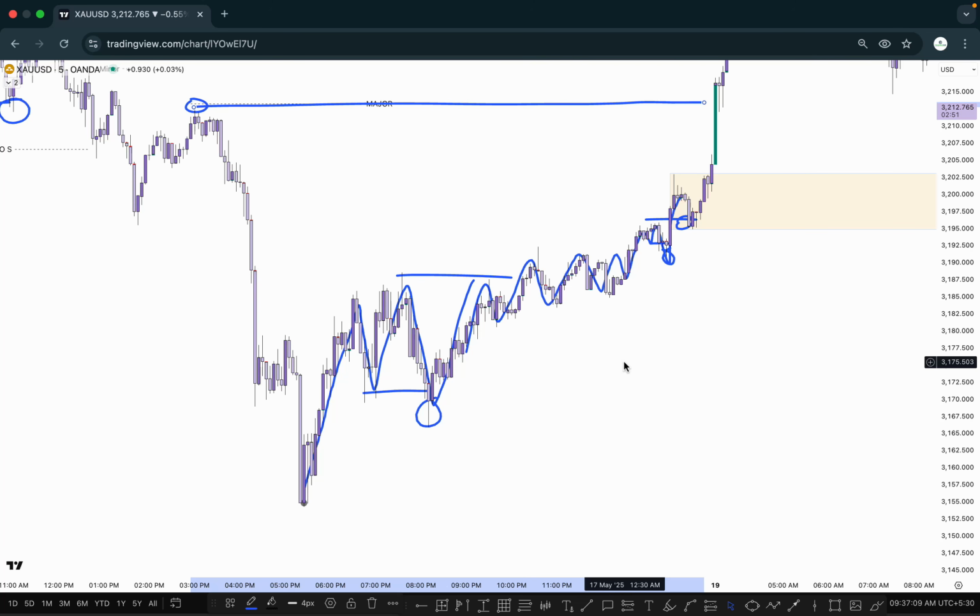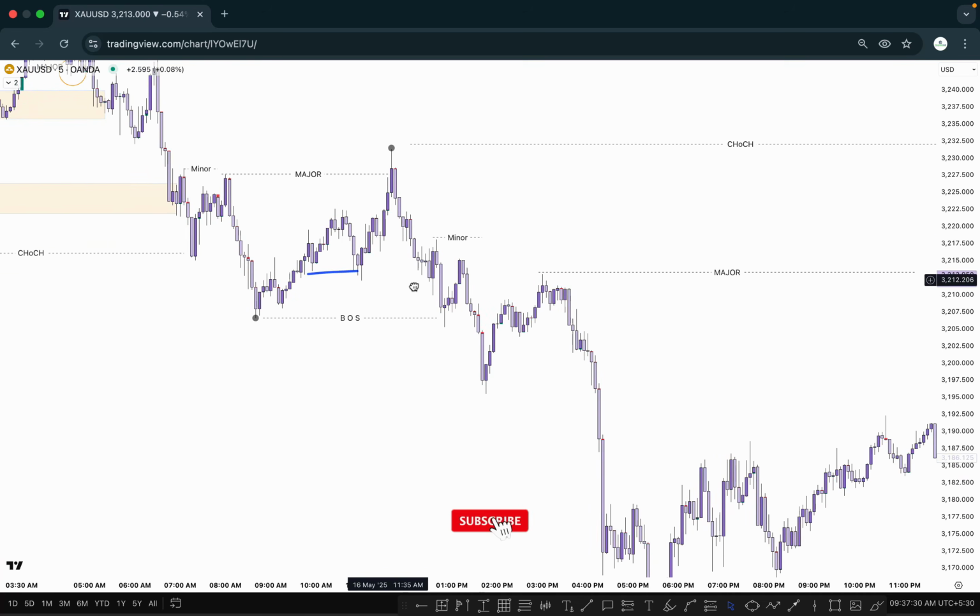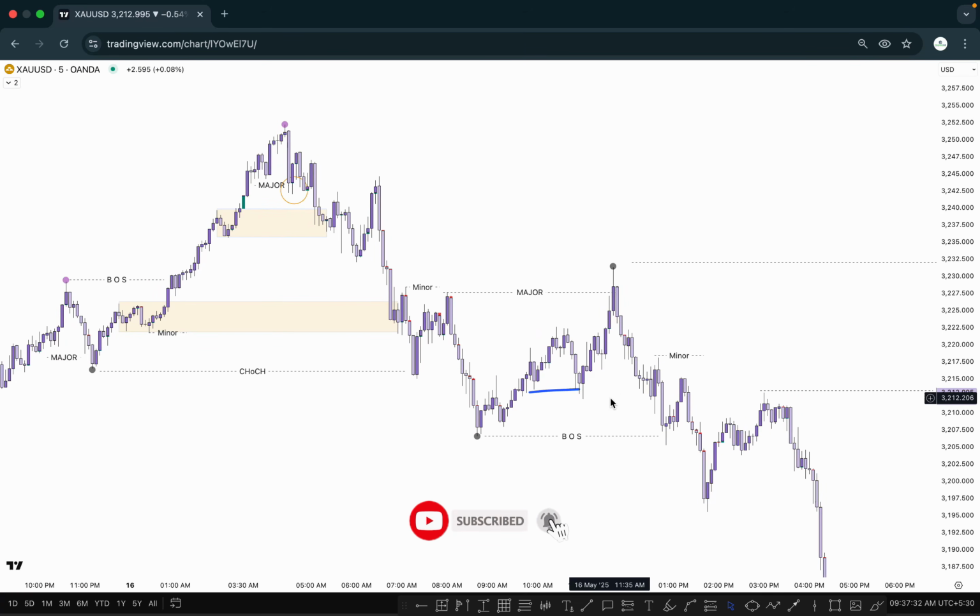I will explain these things in an upcoming video, how you can trade counter trend in a bullish market, in a bearish market, everywhere. So I hope you learned how we can mark the major and minor inducement and what is the difference between both of them.